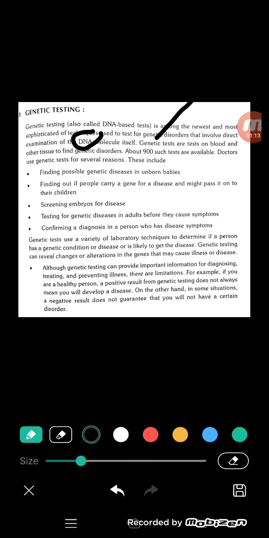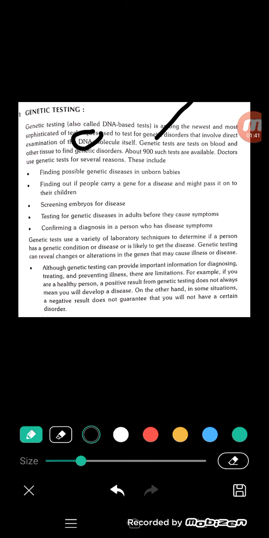So genetic tests on blood and other tissues find genetic disorders. How is the genetic test done? Which types of samples are collected? Blood samples, and the next one, other tissues, to find the genetic disorders. Like in cancer, collect the tissue from the site of cancer and identify the genetic changes, and blood samples are also collected from the body to identify genetic changes.